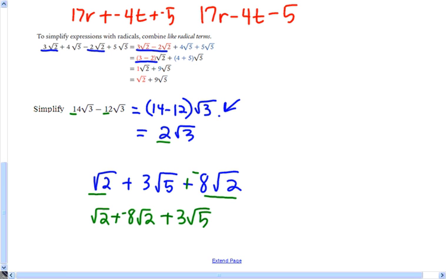If it's just the square root of 2 by itself, it's 1 times the square root of 2. 1 plus negative 8 is negative 7 times the square root of 2. And then this can't be combined in any way because it's not a like term, so the simplified expression would look like that. All right?